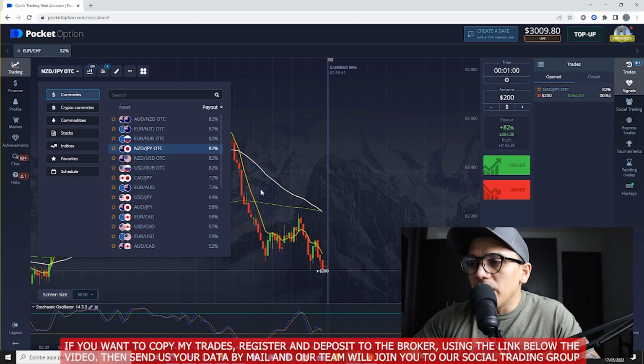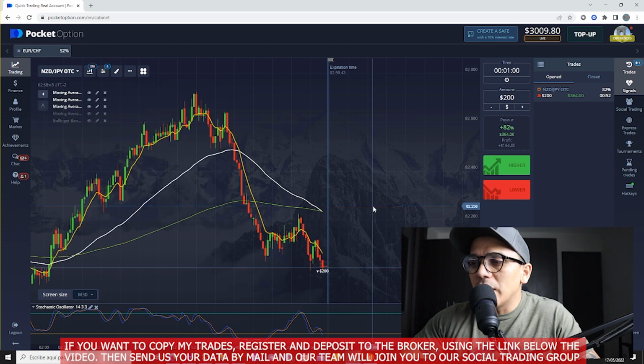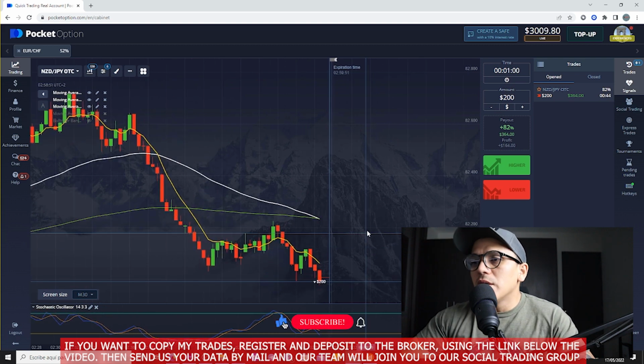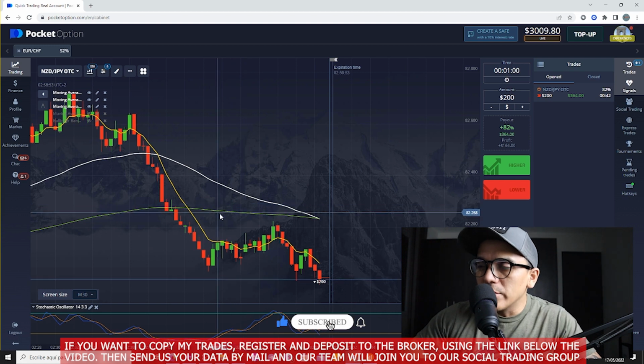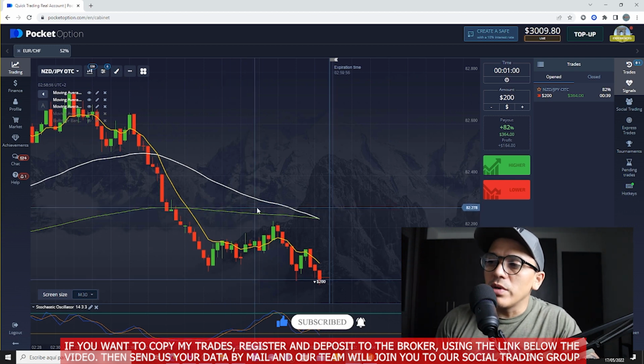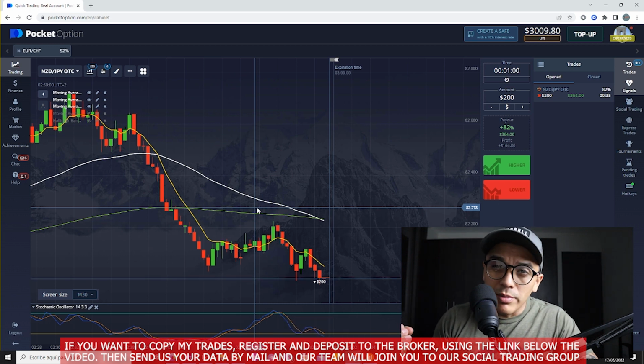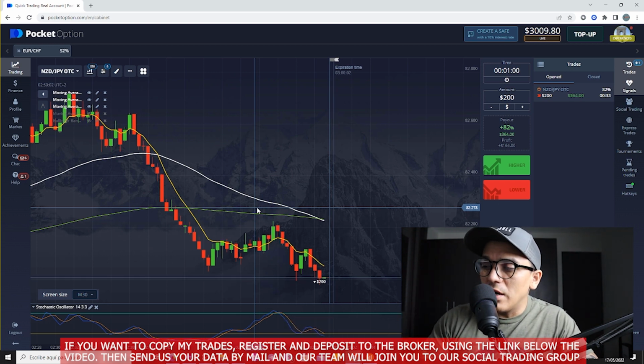I'm going to trade only following the trend, using the stochastic oscillator and my moving average, and follow the simple idea of trading in favor of the trend. When the 200 moving average, this green color, is above the chart, we have a downtrend, and when the 200 moving average is below the chart, we have an uptrend.